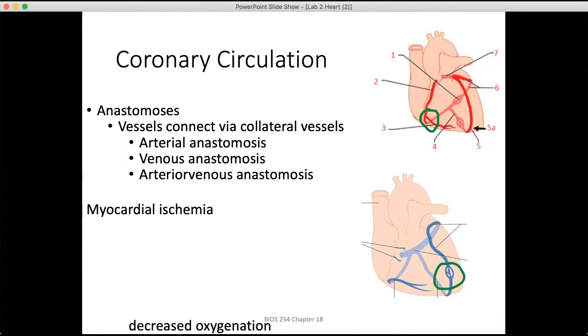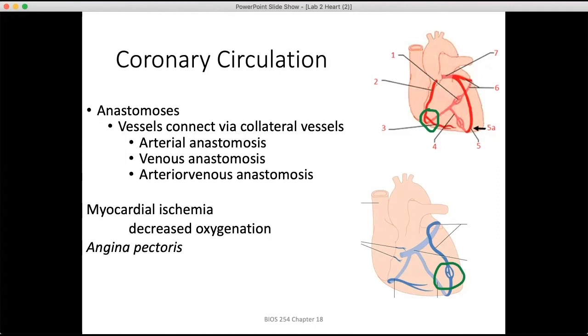Myocardial ischemia is decreased oxygen to the cardiac muscle cells. Cardiac muscle cells synthesize over 95% of their ATP aerobically. Sometimes pain can be associated with this ischemia, and this is called angina pectoris. A heart attack is called a myocardial infarction. When this occurs, cardiac muscle cells die. Infarct means to die. This is the end of the video for Lab 2 on the heart.